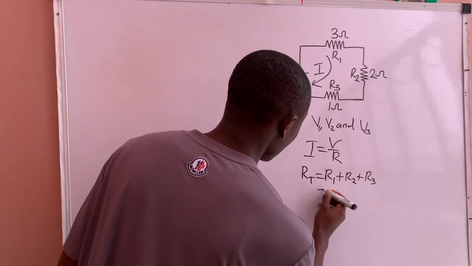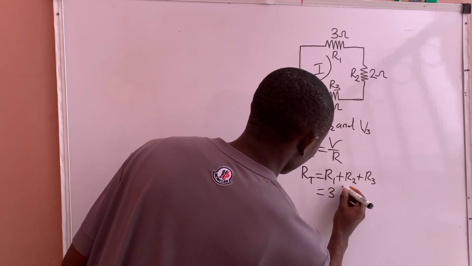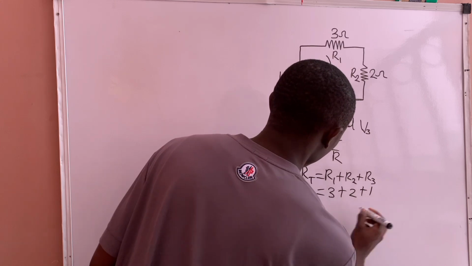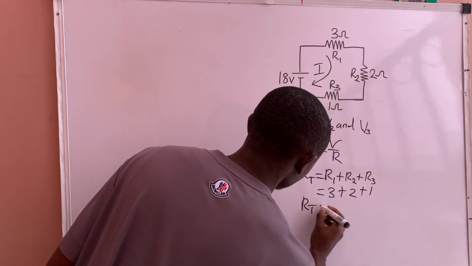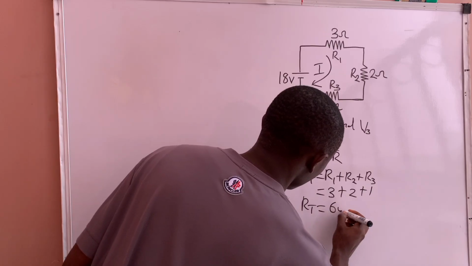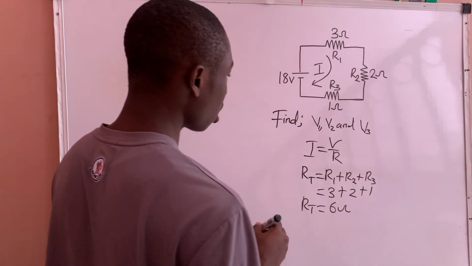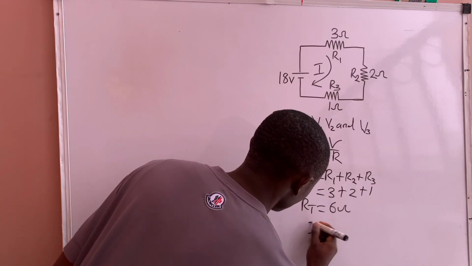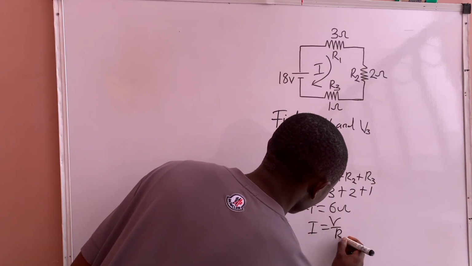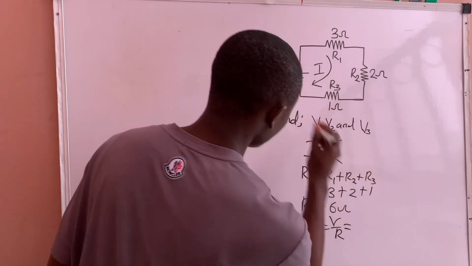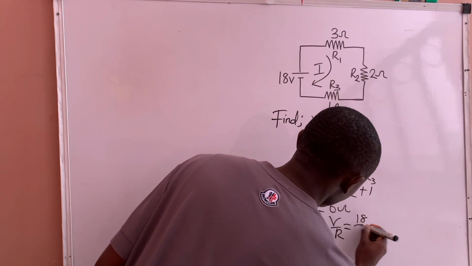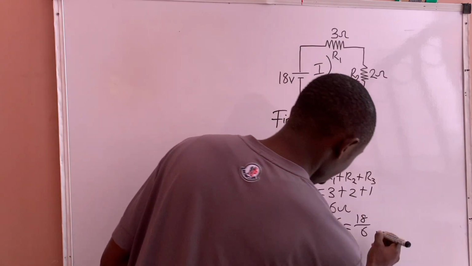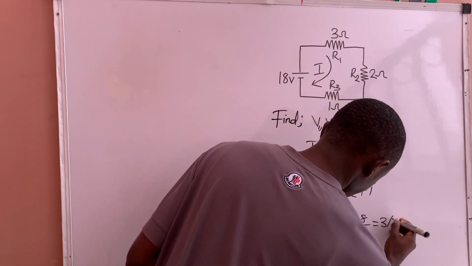For R1 we have 3 ohms, for R2 we have 2 ohms, and for R3 we have 1 ohm. So the total resistance will now equal 6 ohms. Now we can solve the circuit current, which is I equals V over R. V is 18 volts, and the total resistance is 6 ohms. So 6 goes into 18 three times, which is 3 amps.